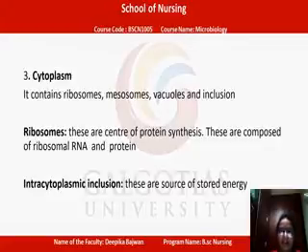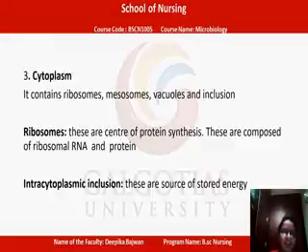Next we have the intracytoplasmic inclusion. Inside the cytoplasm we also have small bodies. These are known as intracytoplasmic inclusion bodies, and their function is as a source of stored energy. Whenever the bacteria is not able to take in or find food, in that condition the bacteria can use this stored energy, which is available in these cytoplasmic inclusion bodies.